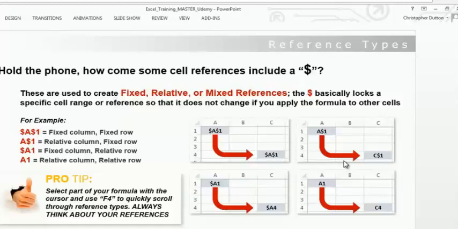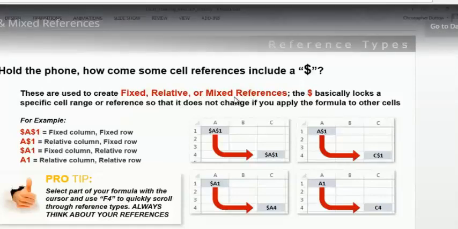Now I am going to show you how to create fixed, relative or mixed reference. How to create the same cell reference, include a dollar sign, fixed reference, dollar signs. Dollar sign means F2. This is used to create fixed, relative and mixed reference with the dollar signs. Basically, it locks the specific cell reference so that it does not change if you apply the formula to other cells.